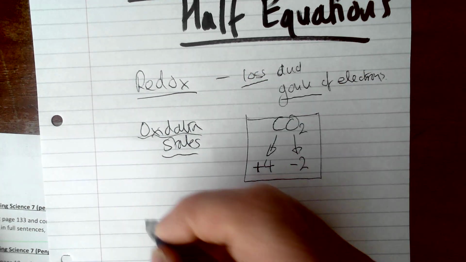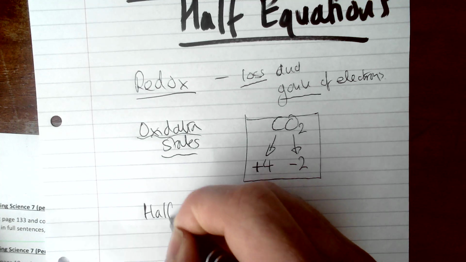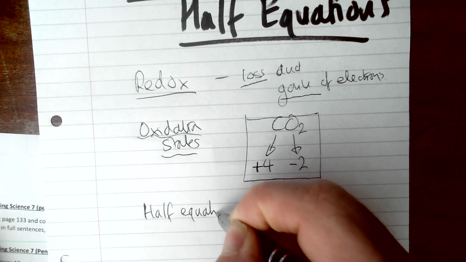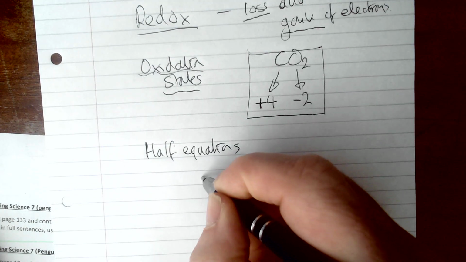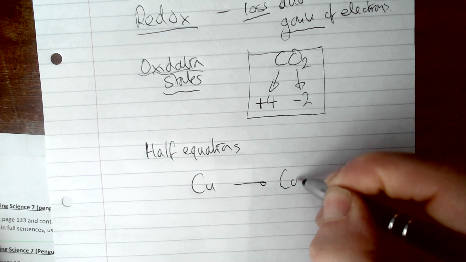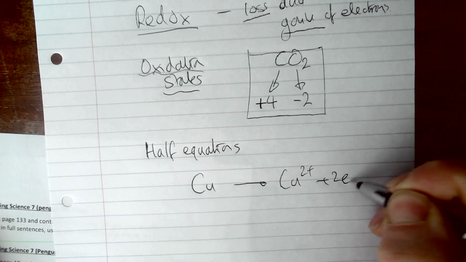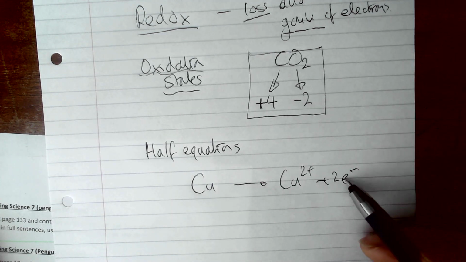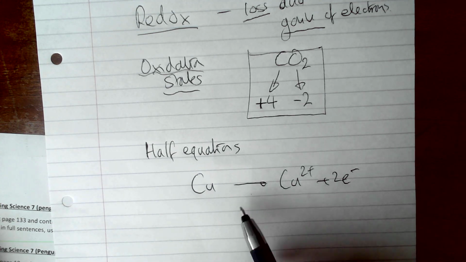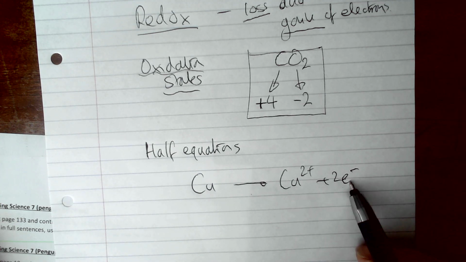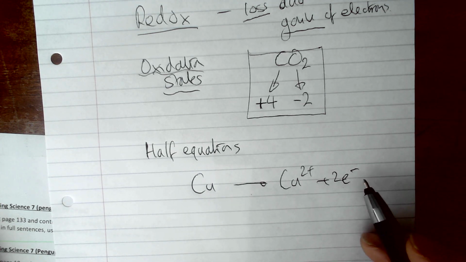Another skill that we've learned is how to write half equations. So they can be as simple as this. When copper turns into copper 2+, you can balance that half equation by balancing it with 2 electrons. So this is a 2 electron loss, so a 2 electron oxidation.